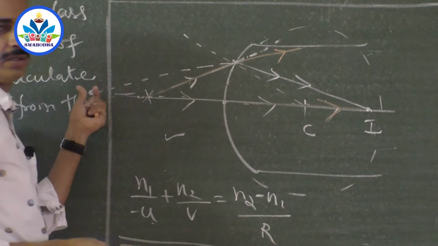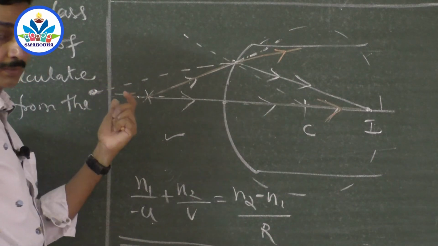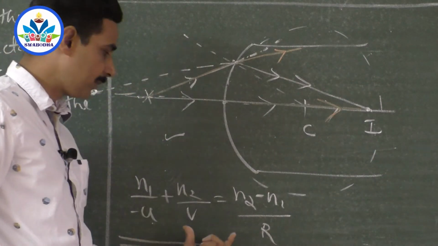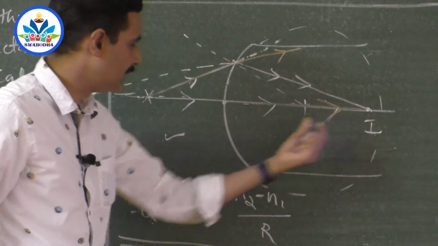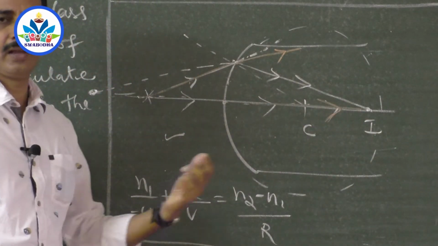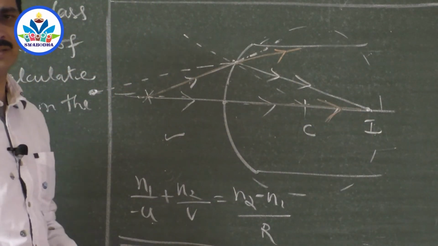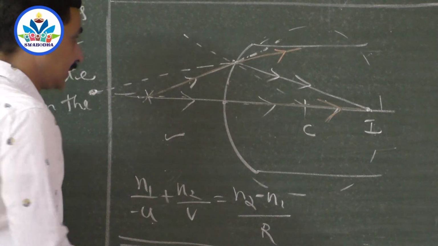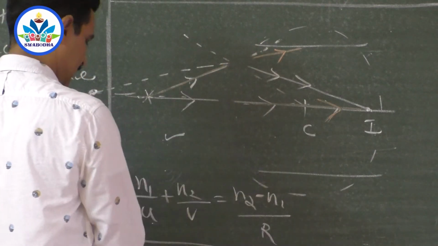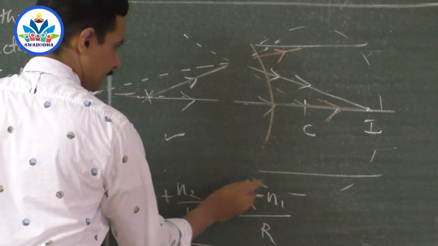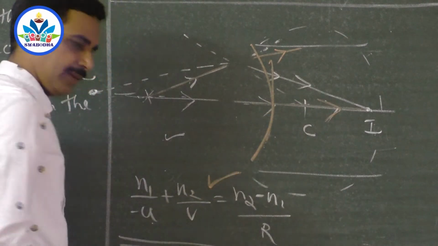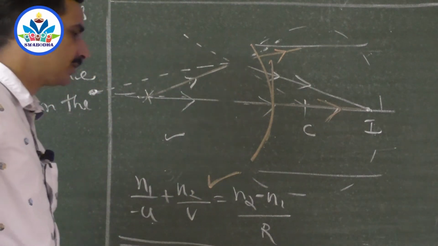Now the image is here. So that is also possible. Now the question is, this formula has been derived for this image. Can you apply this for this image? Definitely. How? Because we have to apply sign convention. And another thing, suppose this surface is not convex. If it is concave like this, sir, can we use this formula? Definitely. Just use the sign convention.